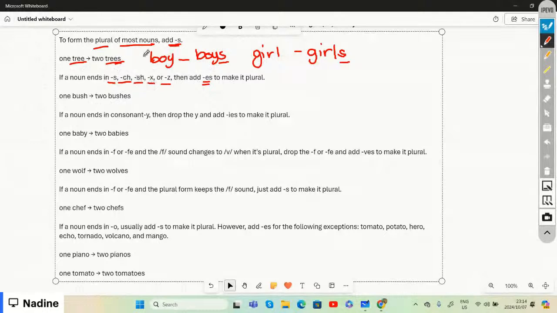For example, a word that ends with SH is bush, right? So we have one bush. But now, if we want to show that there's more than one bush, two or more, then we say bushes. And as you can see, all we did was add an ES to show one bush, but two bushes. You see, bush plus ES is bushes. We are doing regular plural nouns today.